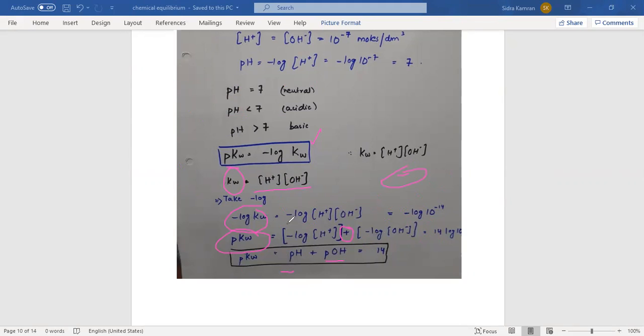As we know, minus log of 10 to the power minus 14. Kw has a value of 10 to the power minus 14. So it will become 14 here, log 10. Log 10 is 1.